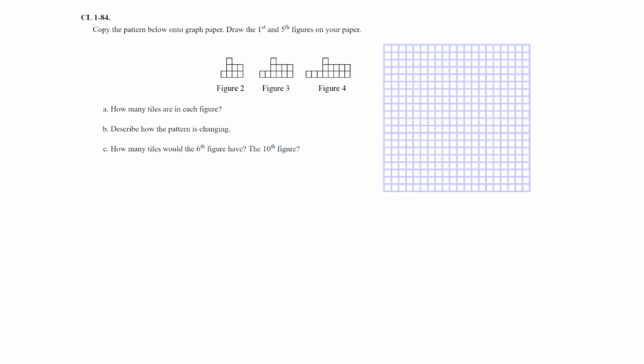Question 84, copy the pattern below onto graph paper. Draw the first and fifth figures on your paper. So let's go ahead and do that. In terms of the pattern, it looks like this tile was added, and then these two at the end. Same thing on the next one, one tile was added, and then the 2 at the end. So it looks like 3 are being added each time. If I take figure 2 and work backward to figure 1, I would take this one off and then these two, because that's what would have been added. So figure 1 would look like this.